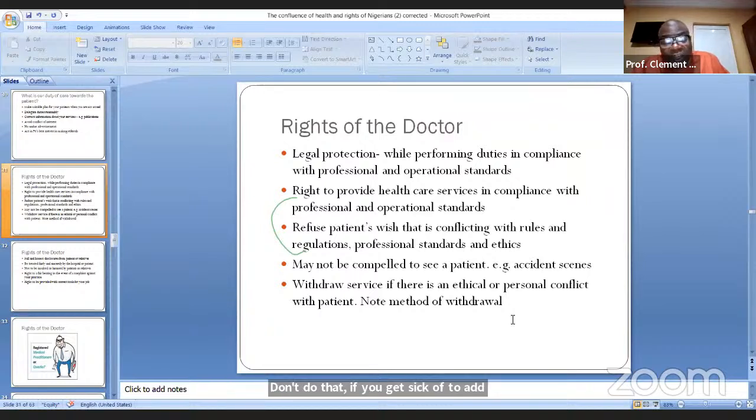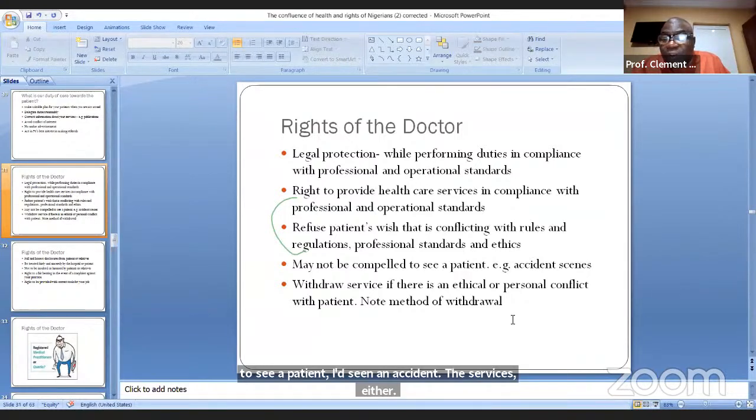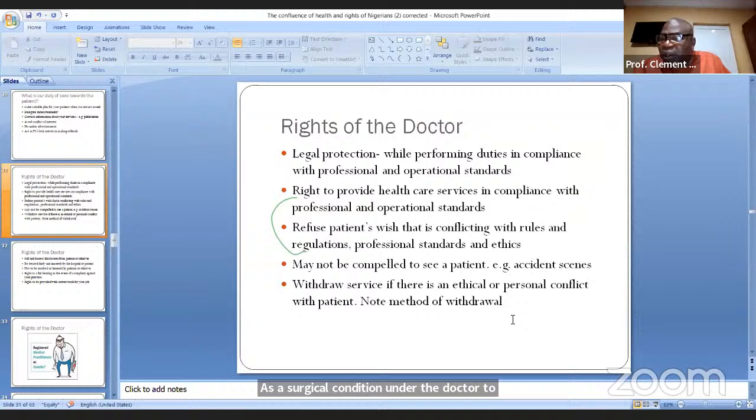You may not be compelled to see a patient at the scene of an accident. You can withdraw your services if there is an ethical or personal conflict. Maybe the lady you were to marry before, the boy that took the lady and now married the lady is sick, has a surgical condition, and you are the doctor to treat that person. And when you proceed, you will go to the back and tell your colleagues, do you know that's the guy that took my girl I was to marry because he's schooled abroad?